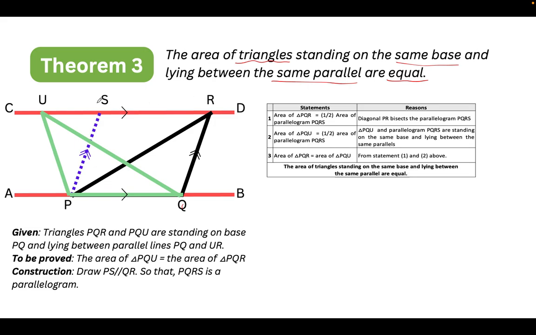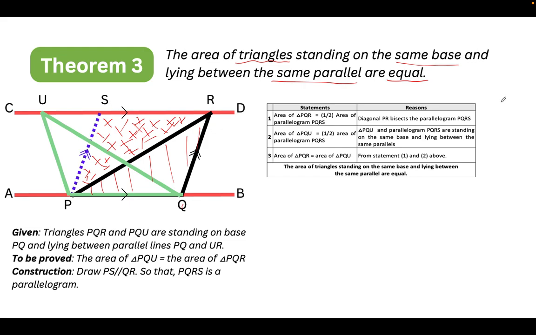Now we will prove this. So first of all, what we will write is that the area of triangle PQR is equal to half the area of PQRS. Why? Because this diagonal PR divides the area of the parallelogram equally into two triangles. So the upper triangle and lower triangle are equal in area. Okay, so this is our first statement. The second statement is that the area of PQU is equal to half the area of parallelogram PQRS. Why?